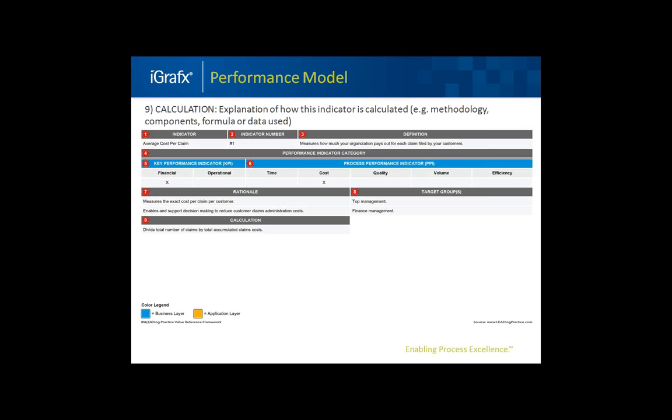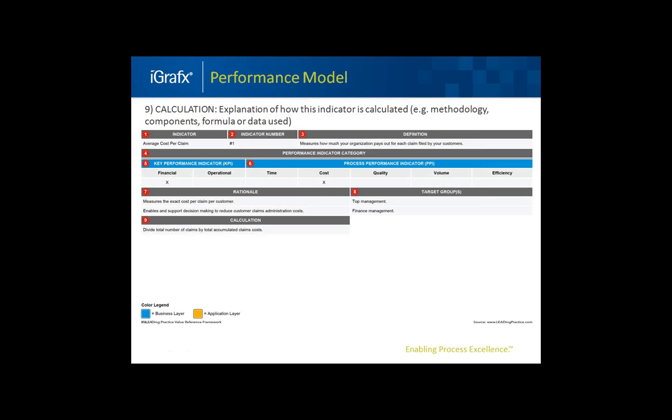This is something we see in organizations often missing. Therefore, the business intelligence team, or the analytics team, needs to spend a lot of time and hours and work figuring out how are we going to calculate this. In this case, about average cost per claim, it would be to divide total accumulated claims costs by total number of claims.